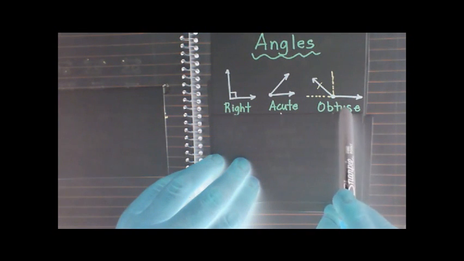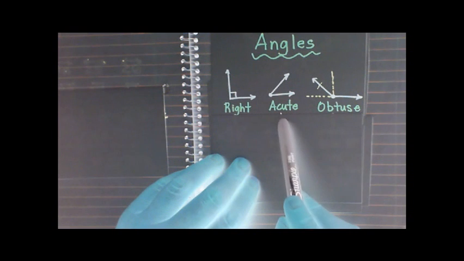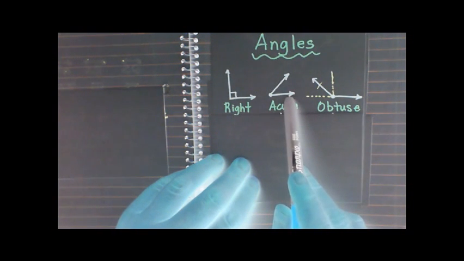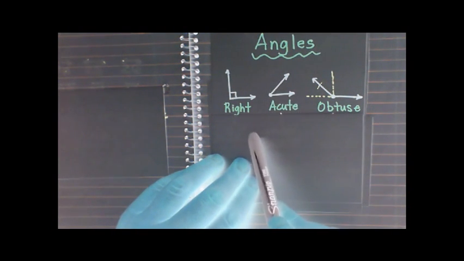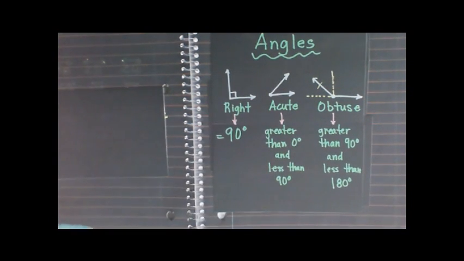Obtuse, between greater than 90 and less than 180 degrees. An acute angle is greater than 0 degrees but less than 90 degrees. And the right angle, which is exactly 90 degrees. I want you to be able to sketch those for tomorrow.